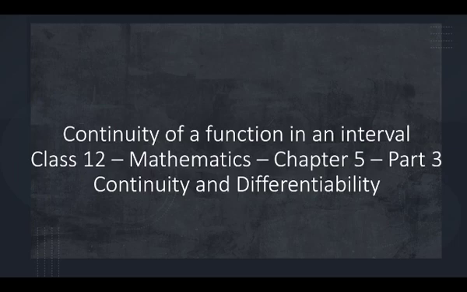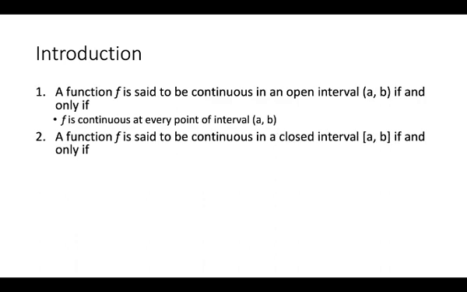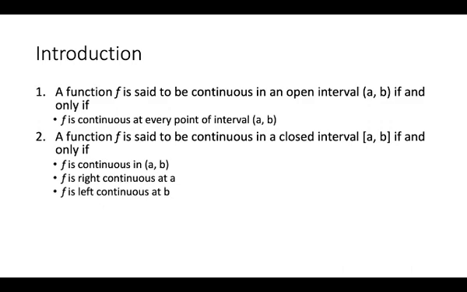A function f is said to be continuous in an open interval (a, b) if f is continuous at every point of the interval (a, b), and it is continuous in the closed interval [a, b] if f is continuous in the open interval (a, b) and right continuous at a and left continuous at b.